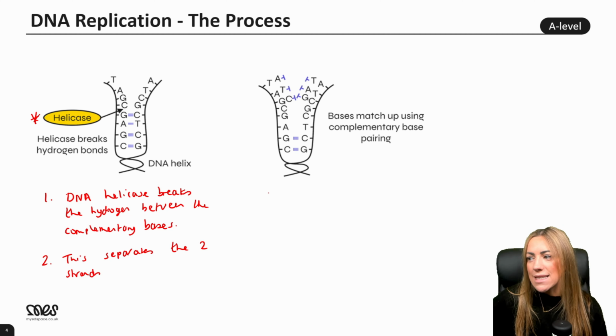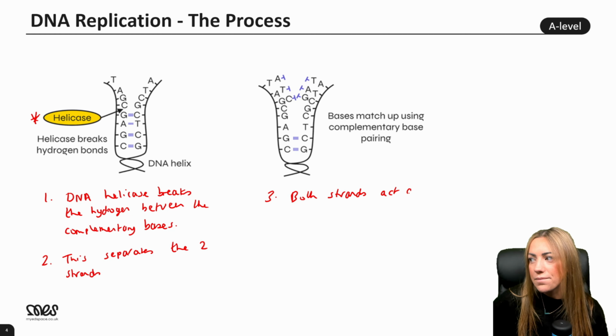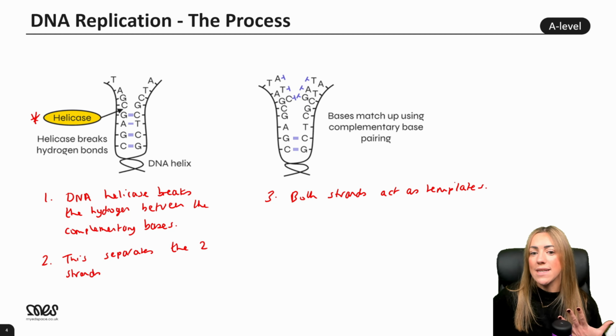Moving on to the second diagram, both strands act as templates. This is different to transcription, where only 1 strand acts as a template, but remember, that's when we're making mRNA, so we'd also be using RNA polymerase in that process. Here we're going to be using DNA polymerase. We're making DNA, and both strands act as templates in DNA replication.